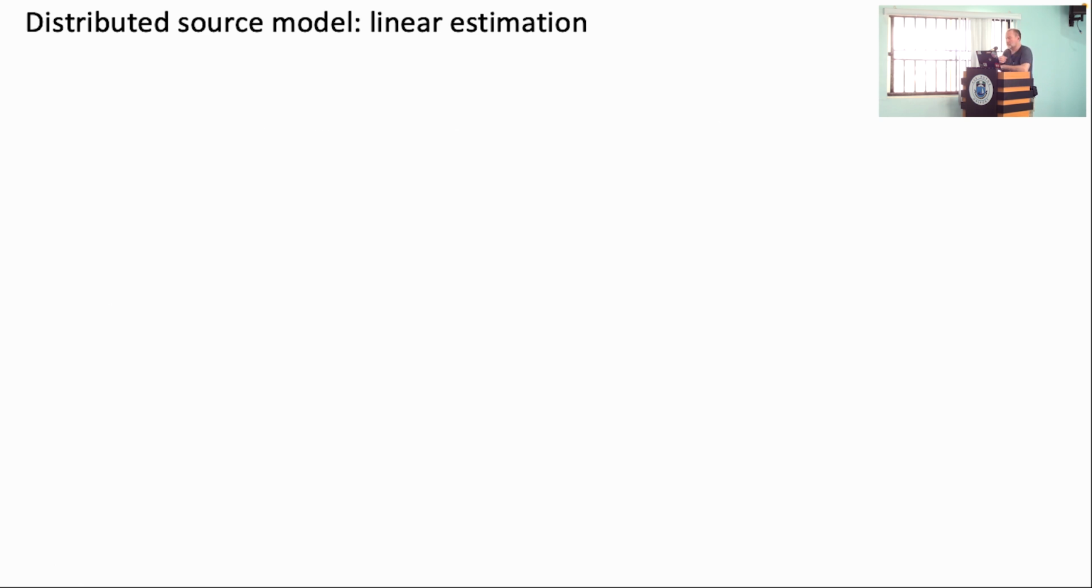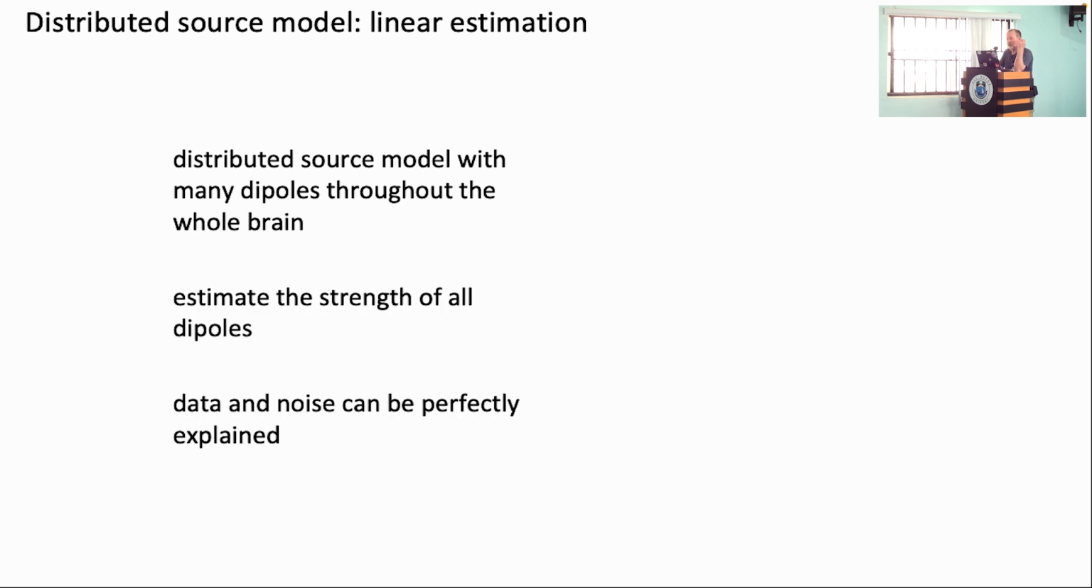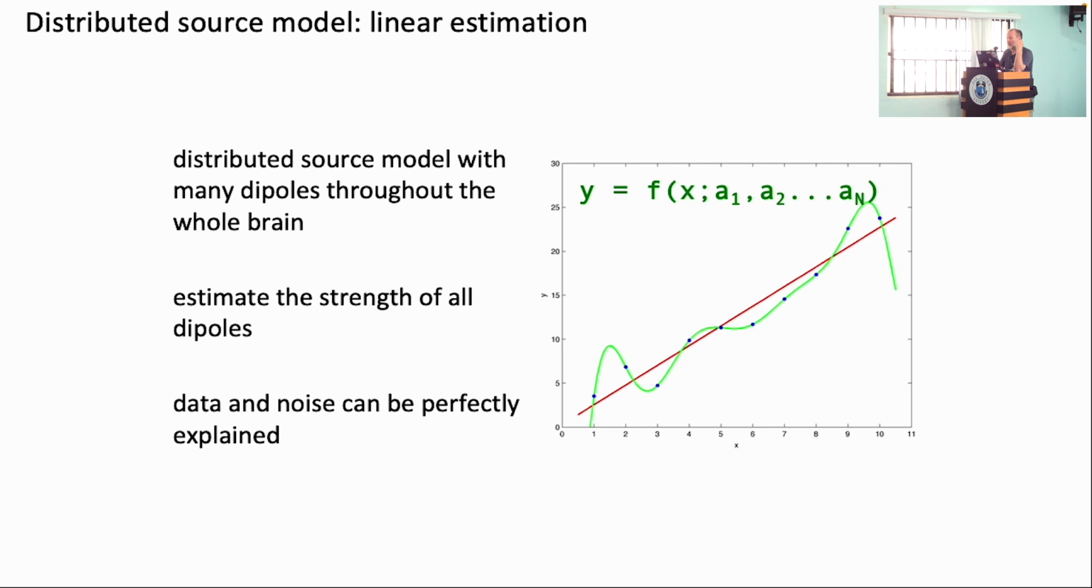It is a linear estimation problem. So we have this distributed source model with many dipoles throughout the whole brain. We can estimate the strength of all the dipoles, but the problem is that since we have an infinite number of solutions, the data and the noise can be perfectly explained. And again, thinking of this as a regression problem, earlier I showed you linear regression with only a slope and an intercept. But here I'm extending this and fitting a polynomial. The more terms I add to this polynomial, the more wavy this line can become, but also the better the line can explain all the data points.